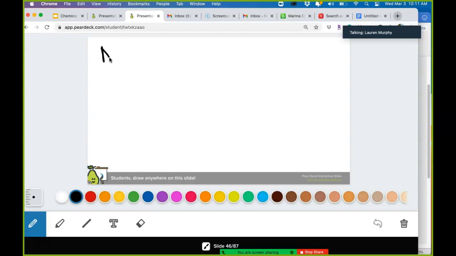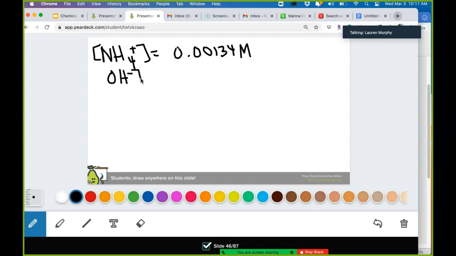Ammonium's concentration is X. So ammonium is 0.00134, and now you have to just put a big capital M in yourself because you should understand that concentration means molarity, unless we're working with pressures, then you'd likely be putting atmospheres in. And then who else was X? Well, the hydroxide was also X, right? So hydroxide is also 0.00134 molar.